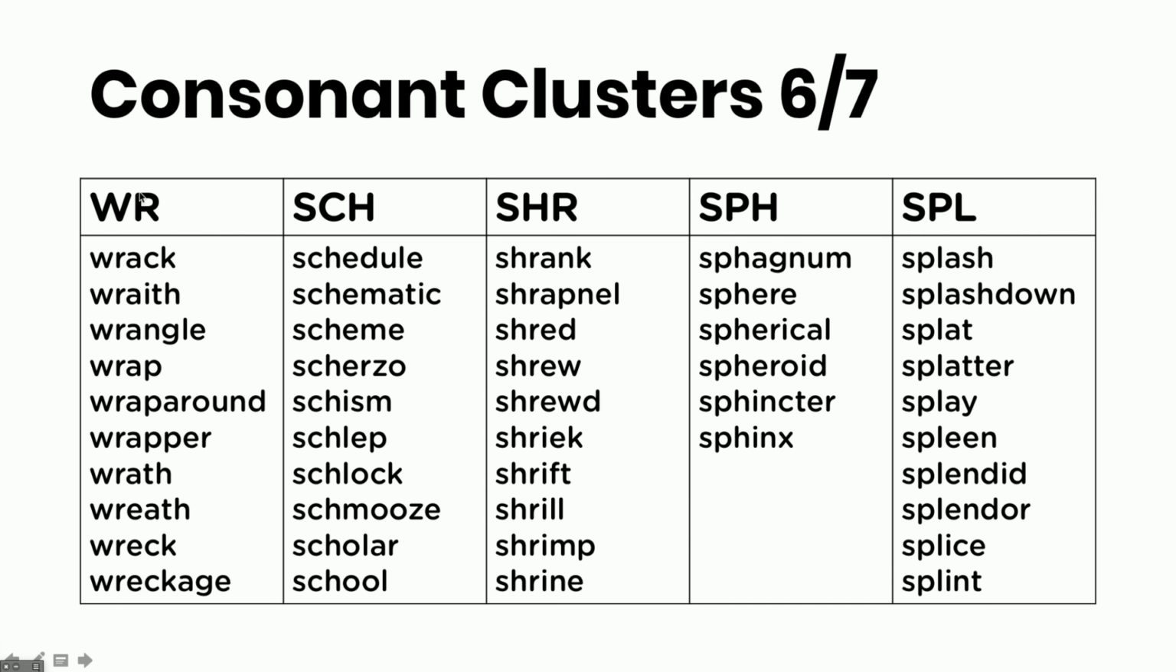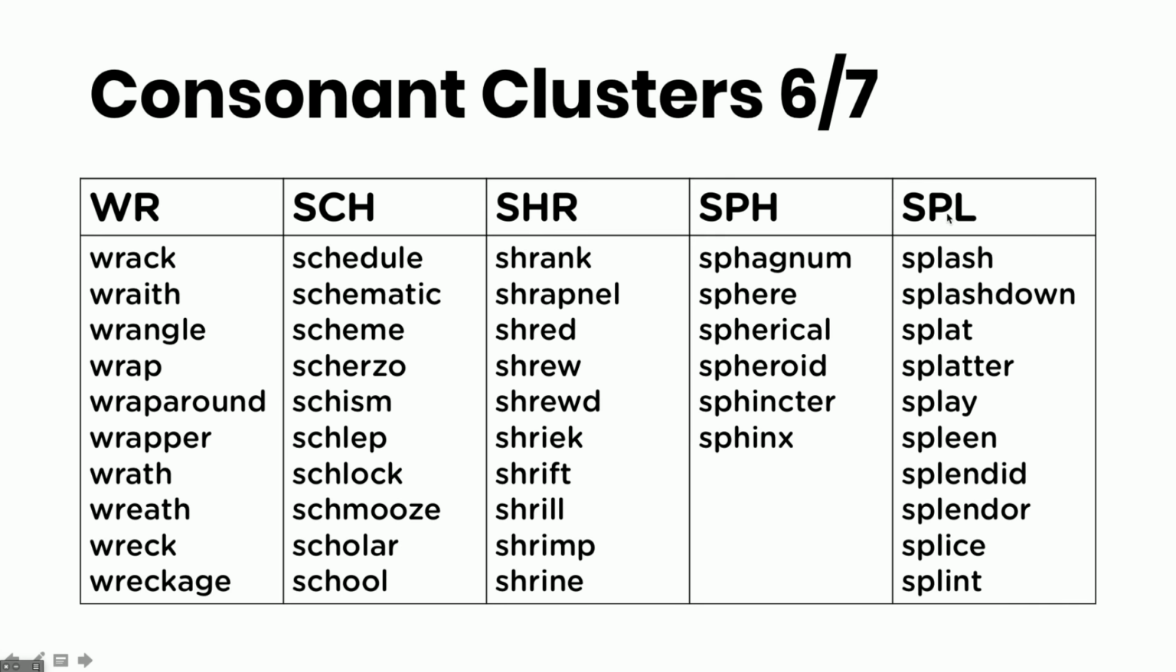Sk. Now here we move from 2 consonants together to 3 together. This is the first time we see the sk sound. So schedule, schematic, scheme, and scherzo. I have no idea what that means. Shr, as in shrank, shrapnel, shred, shrew.